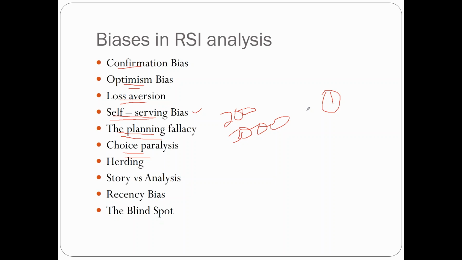For my clients also, I manage big portfolios. For my clients also, I do my maximum trading in Bank Nifty and Nifty, hardly 1 or 2 stocks. Alright? So the choice paralysis, be aware of it. Herding.